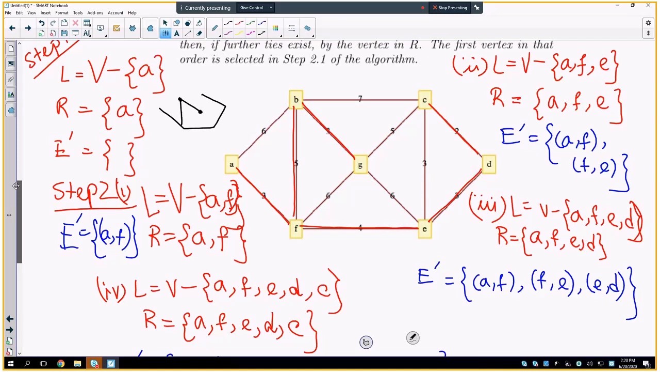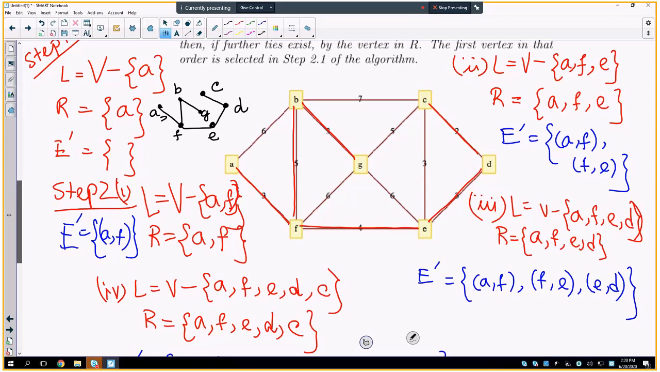A, F, E, D, C, B, and G. And what is the cost of this minimal spanning tree?